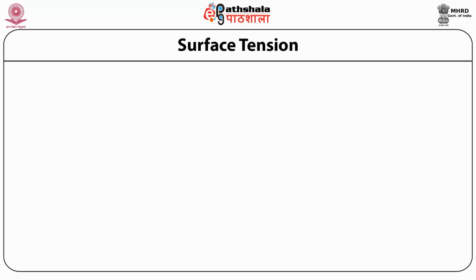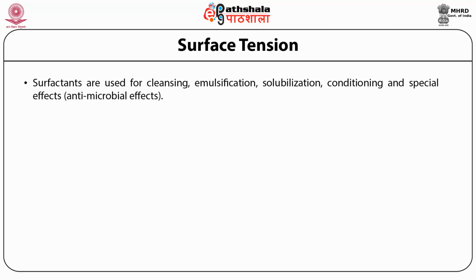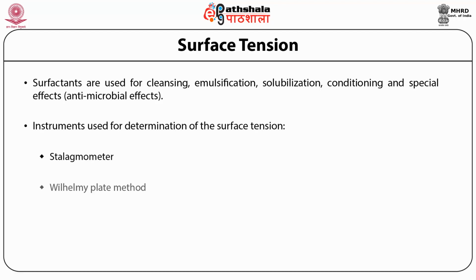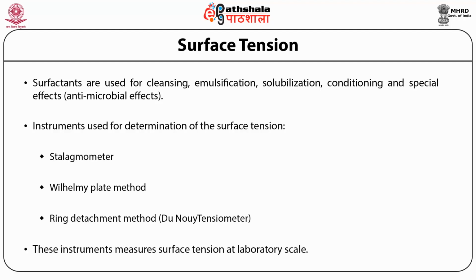Today, surfactants are used to produce stable and elegant cosmetic formulations. Surfactants are used for cleansing, emulsification, solubilization, conditioning, and special effects like antimicrobial effects. Surface tension, as discussed, is determined by various instruments like the stalagmometer, the Wilhelmy plate method, and the ring detachment method, which is also known as the du Noüy tensiometer. These are the instruments which are used for determination of surface tension at laboratory scale.